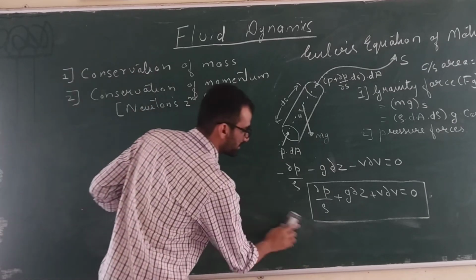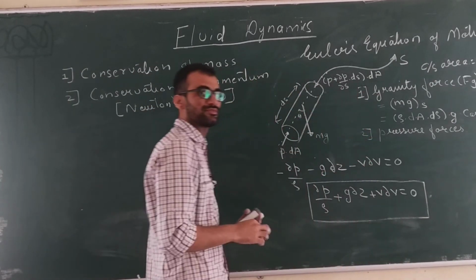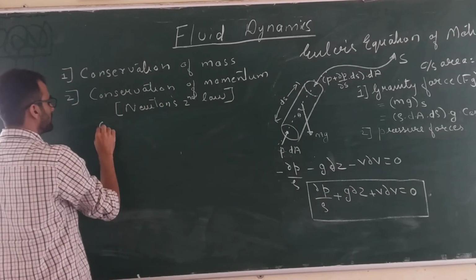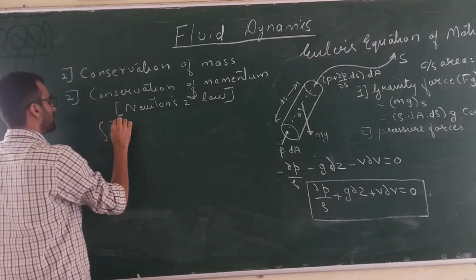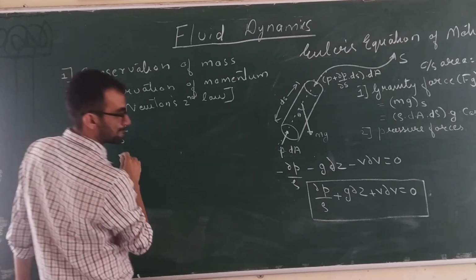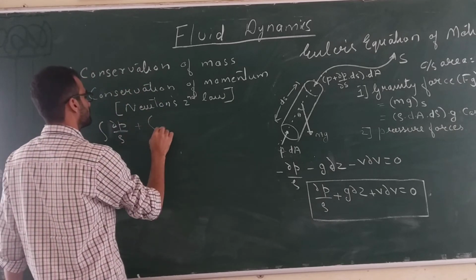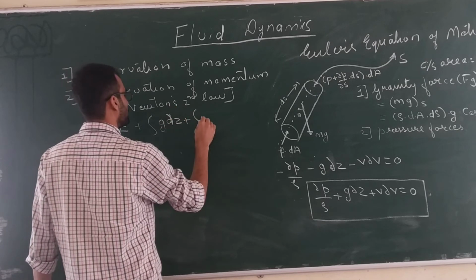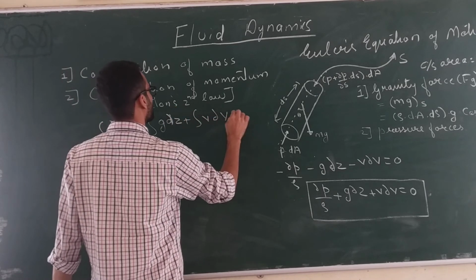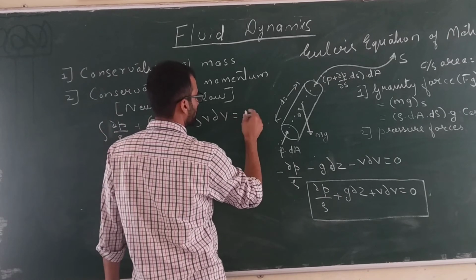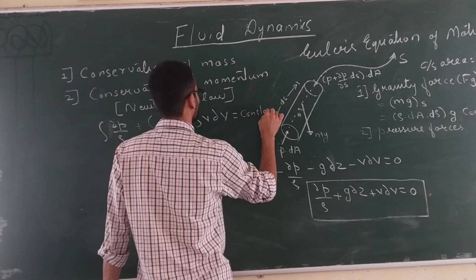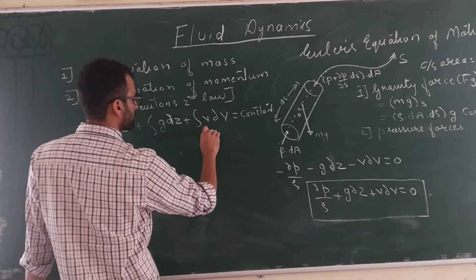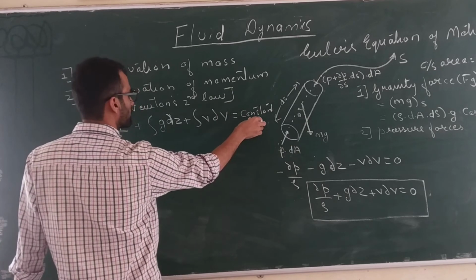Now, if we integrate this equation, we get a very useful relation for fluid flows. If you integrate this equation, what would you get? Integrating both sides, we get integral of del P by rho plus integral of g del Z plus integral of V del V equal to integral of 0, which is a constant. So you will get a constant on the right hand side.